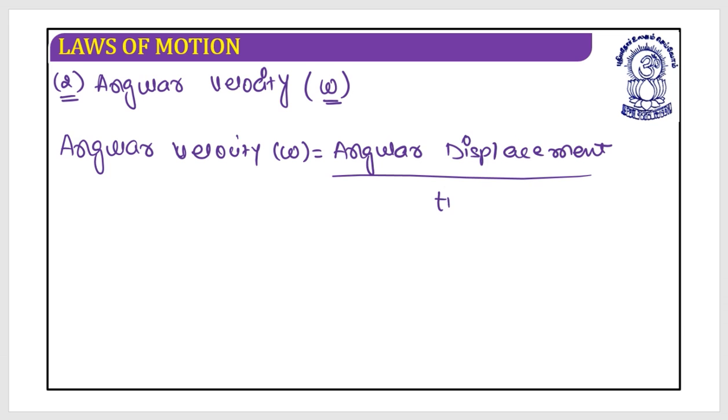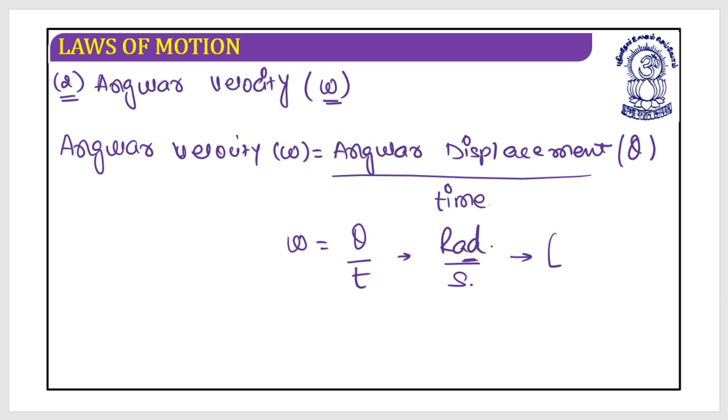Divided by time. The angular displacement can be denoted as theta. So this omega could be written as theta by time. Yes, omega is equal to theta by time. If I go for the unit, it's radian per second. If I go for the dimensional formula, the radian does not have any dimensions, but second does. It's M0 L0 T minus 1. This is omega, it's an angular velocity. I hope this is clear.